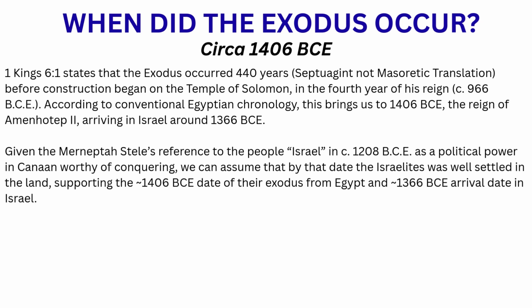And so that supports a 1406 BCE Exodus because, with them getting there in 1366 BCE or around that point, by 1208 BCE they would have been well established. So let's keep this year in mind, 1406 BCE for the beginning of the Exodus and approximately 1366 for the arrival into Israel.